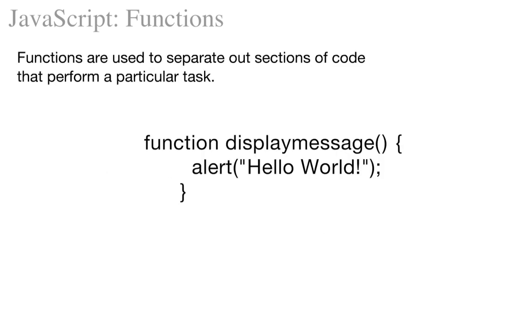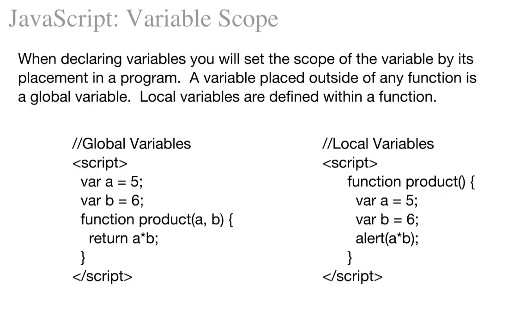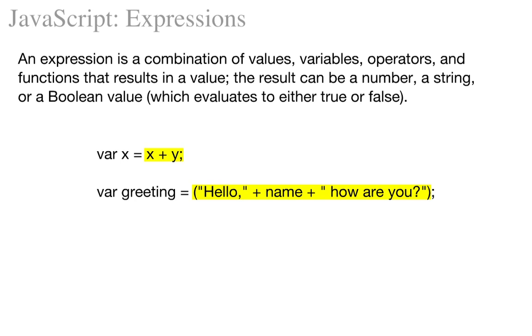Functions are used to separate out sections of code that perform a particular task. When declaring variables, you will set the scope of the variable by its placement in a program. A variable placed outside of any function is a global variable. Local variables are defined within a function. An expression is a combination of values, variables, operators, and functions that result in a value. The result can be a number, a string, or a Boolean value, which will evaluate to either true or false.